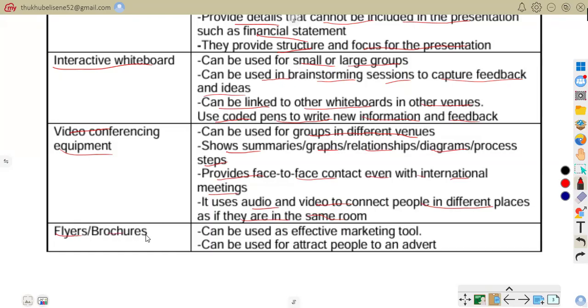Now we come to flyers and broadcasts. Flyers can be used as an effective marketing tool, meaning they promote products, services, or events. They can be used to attract people to an event, so their design encourages people to read more. For example, a colorful flyer promoting a store opening. So that's what we mean.